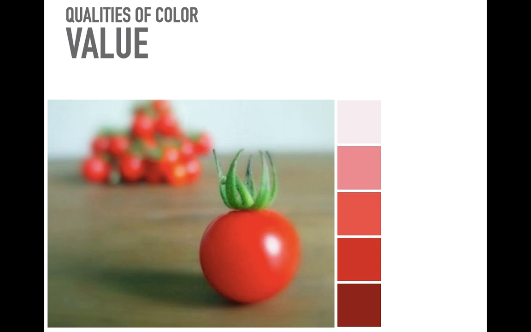We've already talked about value, and value is its own element. It applies to black and white. It also applies to color. So value is the amount of light hitting something, or the lightness or darkness of something.